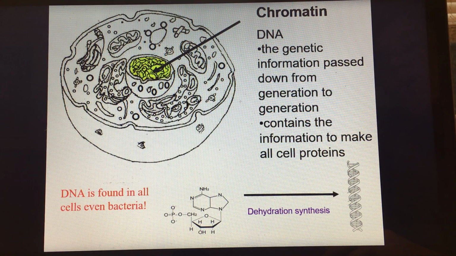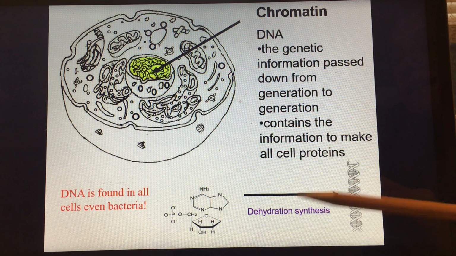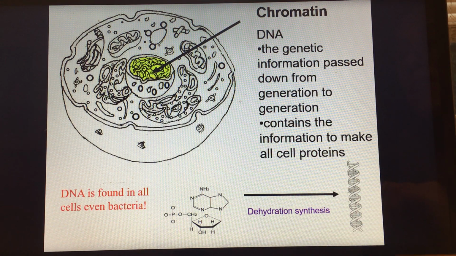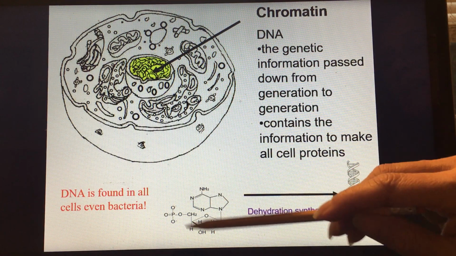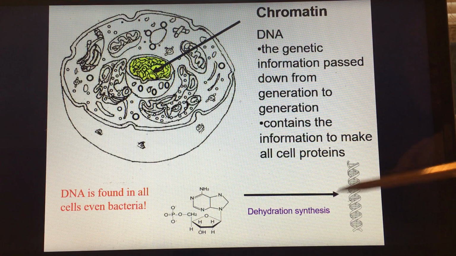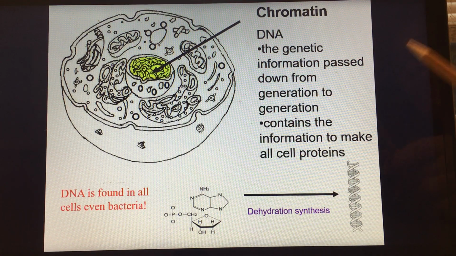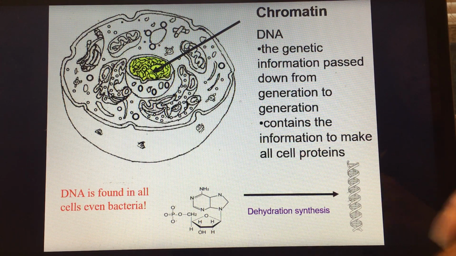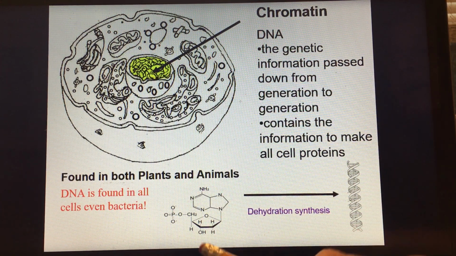Chromatin looks a little bit more like a bowl of spaghetti or like a bunch of thread, and it is DNA, and DNA is found in every cell, even bacteria, although in bacteria it's just a single loop of DNA. But remember, DNA is made of nucleotides, and by dehydration synthesis we end up with a DNA molecule, that double helix. So chromatin is DNA. And of course, DNA is found in all cells, plant and animal cells included.